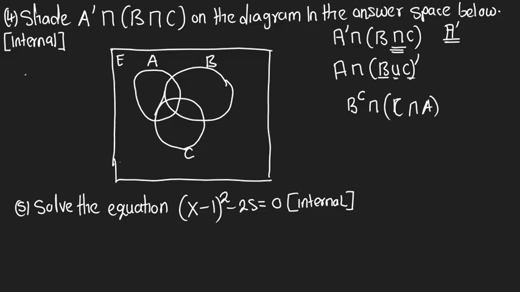Have you seen where my pen is? Have you seen that this is the space remaining? This is where C and A are intersecting. So you shade that. Simple.